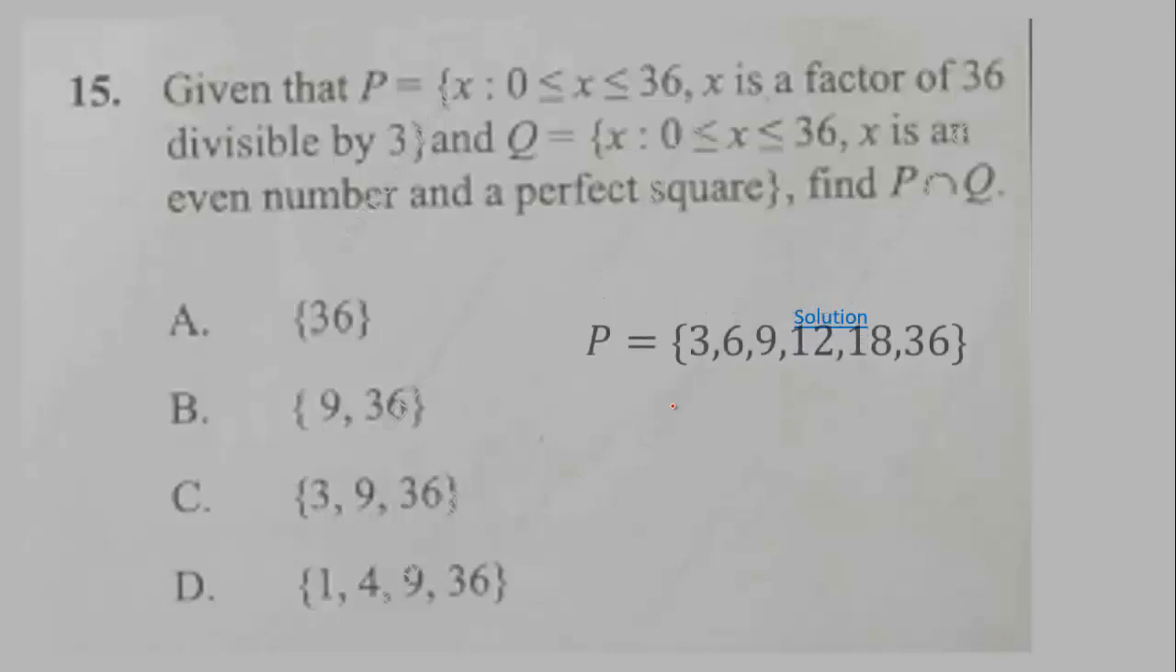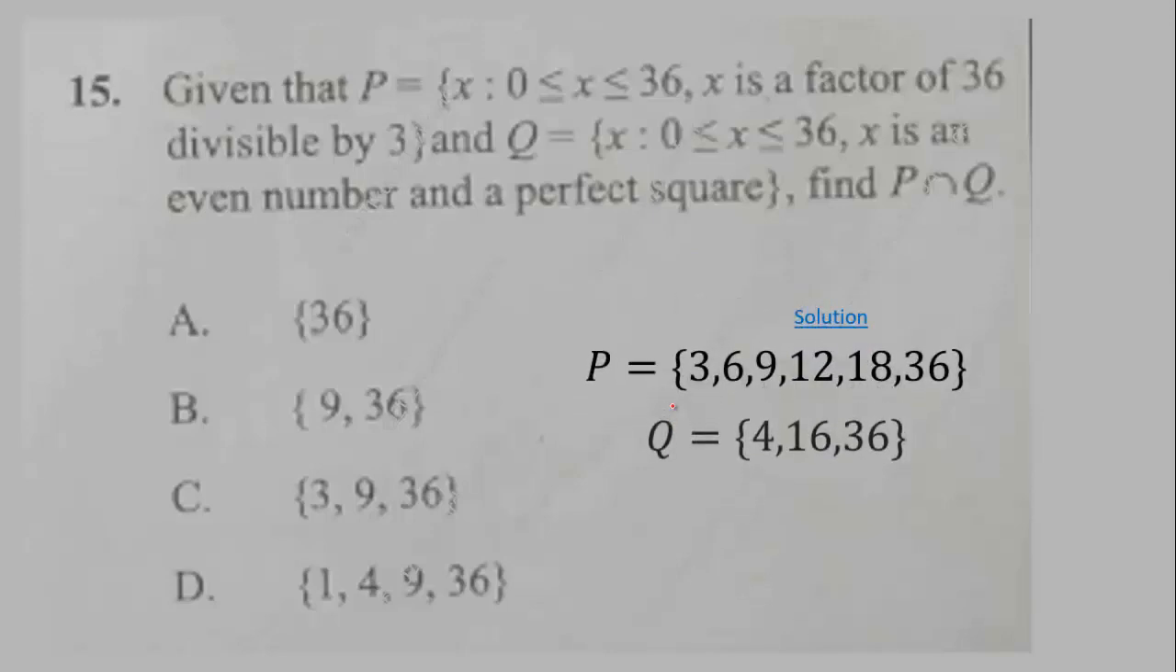So let's list the elements of each set. So these are the elements of set P, and then the elements of set Q. Then we have to find the intersection. So the intersection will be 36. That's the only intersection there, 36.